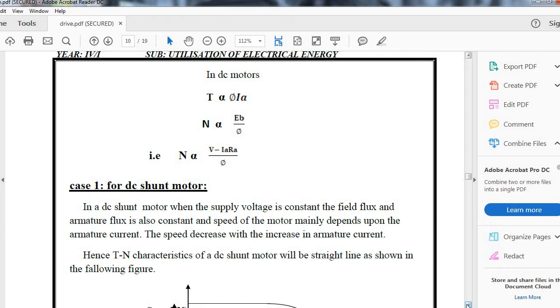We know that in a DC motor, torque is directly proportional to flux phi and armature current, and speed is directly proportional to back EMF and inversely proportional to flux phi. That is, speed is directly proportional to V minus IaRa upon phi. Now for a DC shunt motor, when the supply voltage is constant, the field flux is also constant, and the speed of the motor mainly depends upon armature current. That is, the speed decreases with the increase in armature current.